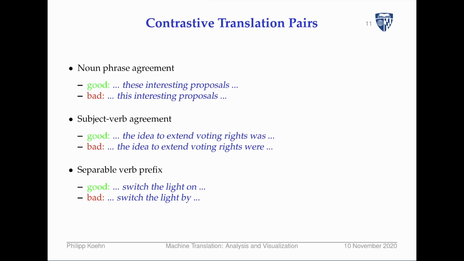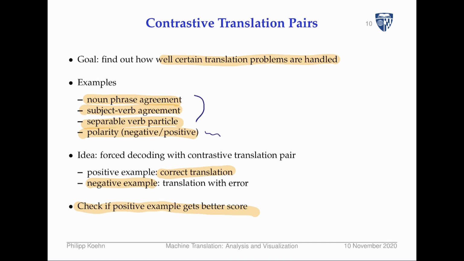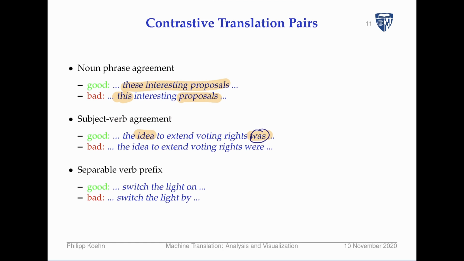So here are some examples. Noun phrase agreement: these interesting proposals, that's something that was taken from the reference translation. And then the idea is, okay, we'll keep "proposals". There are probably enough semantic clues to get that word right, but let's change this here to this. Here is subject-verb agreement: "the idea to extend voting rights was". This is a particularly hard example because you have "was" directly following a plural noun, so "rights was" from a bigram language model would say, nope, that's wrong. And that's exactly the thing that we modify here. And here's another one: switch the light on, switch the light by.